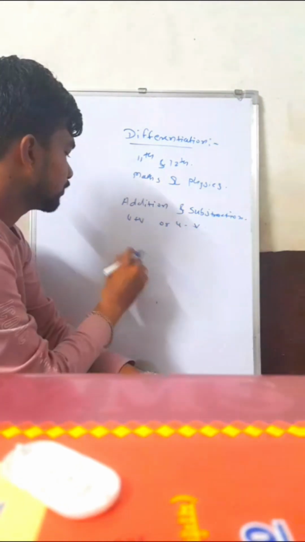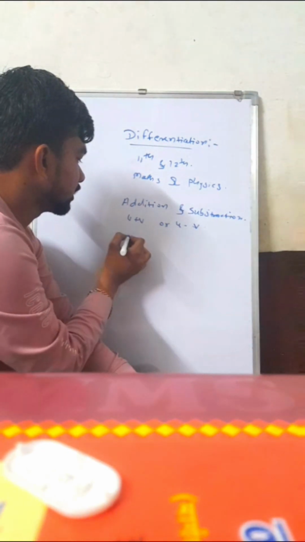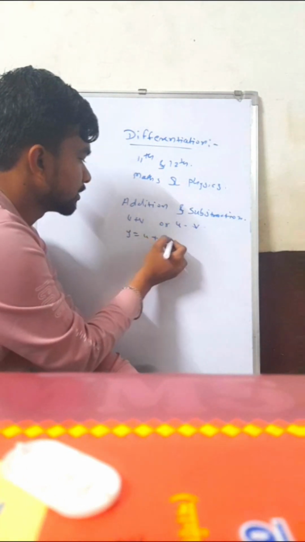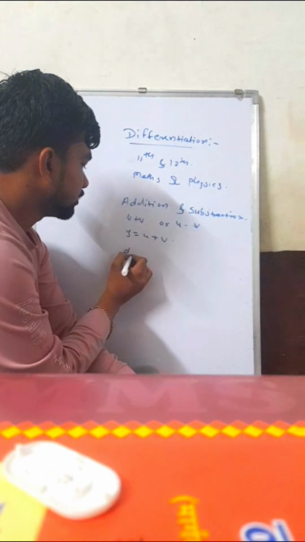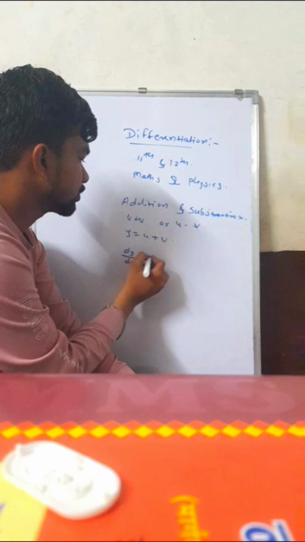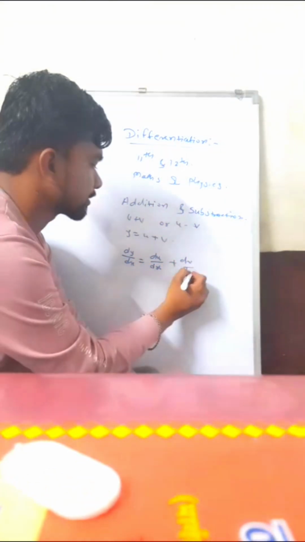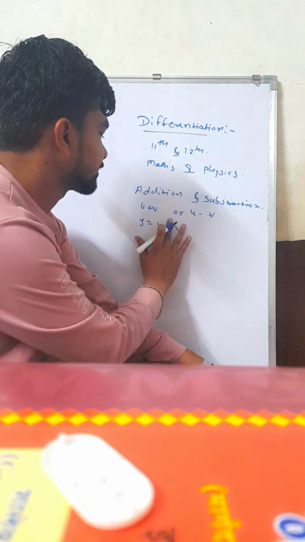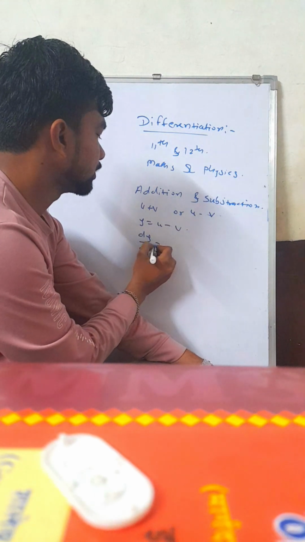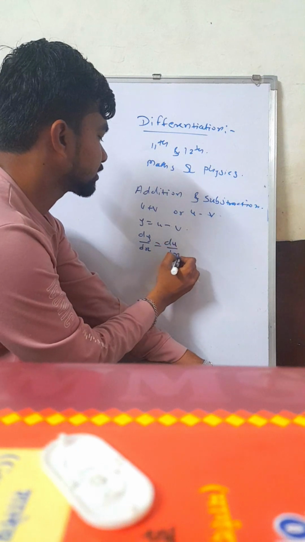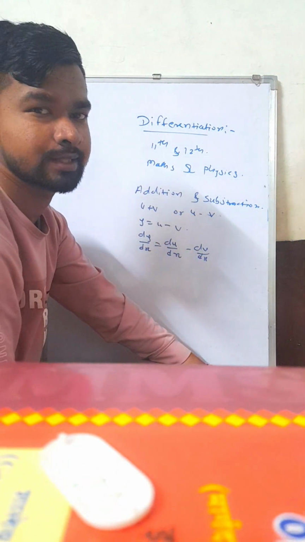For this we need a formula. Suppose y is equal to u plus v, then differentiation of y, dy upon dx is equal to du upon dx plus dv upon dx. For minus, only the sign changes: dy upon dx is equal to du upon dx minus dv upon dx, the differentiation with respect to x.